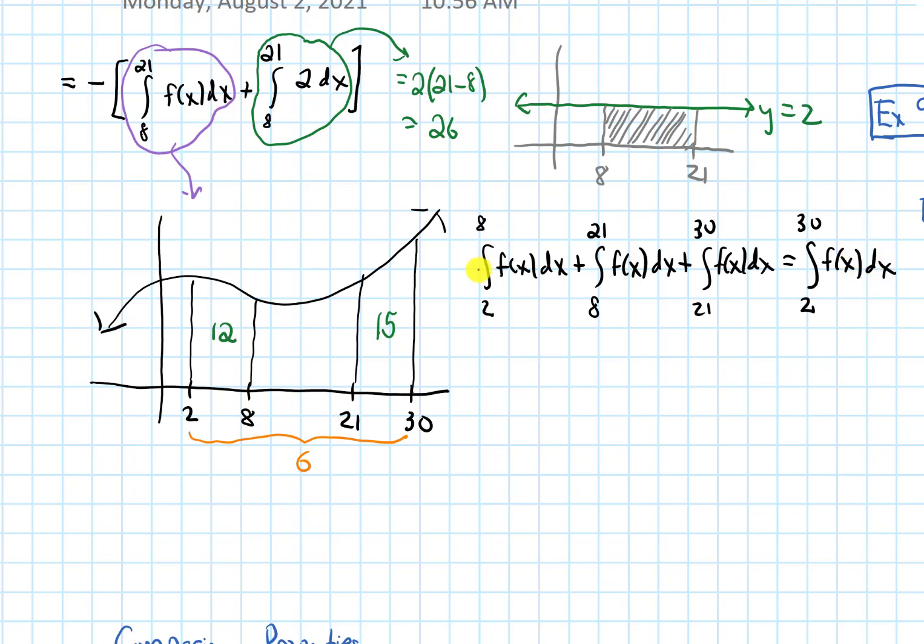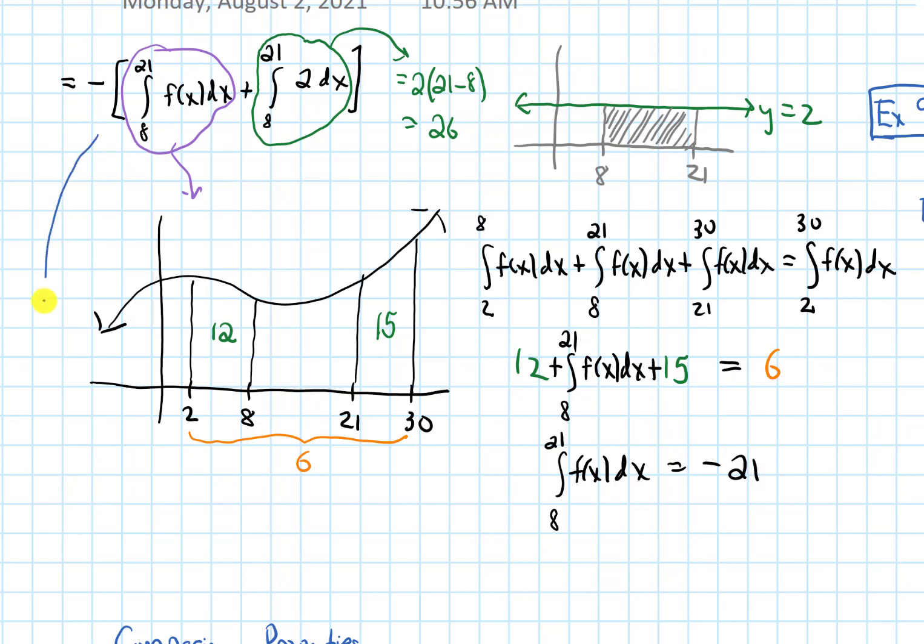And I know what a bunch of these are. I know this first integral is 12. I know this third integral is 15. And then in the middle, we'll have plus the integral we want from 8 to 21 of f of x dx. And that equals this last integral, which we know is 6. Okay, so if we subtract the 12 and the 15, we'll get the integral from 8 to 21 of f of x dx is 6 minus 27. That's going to be negative 21.